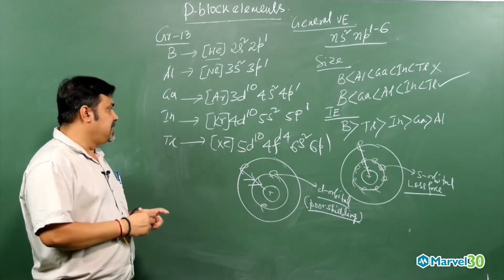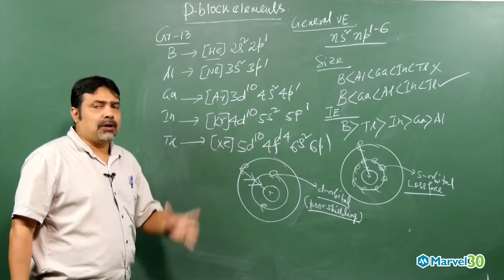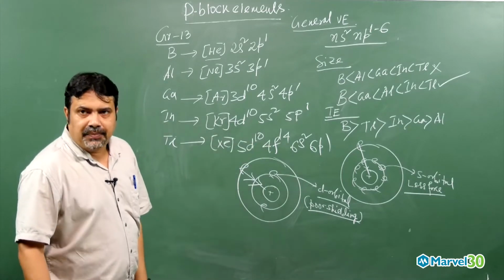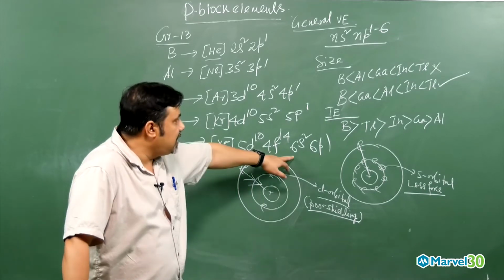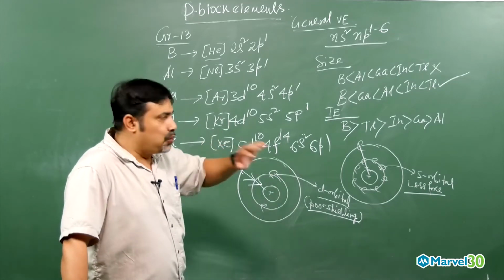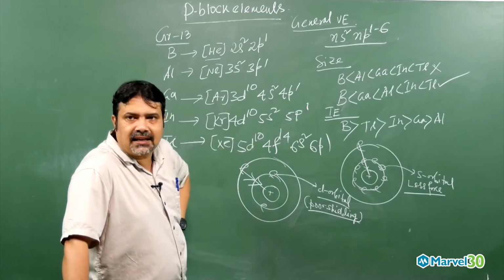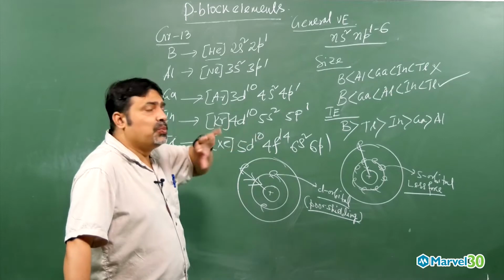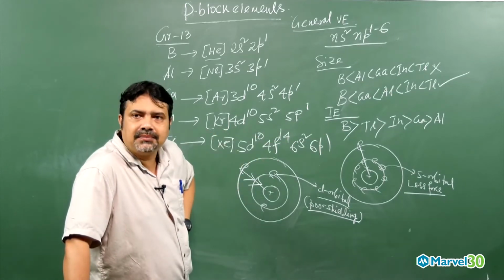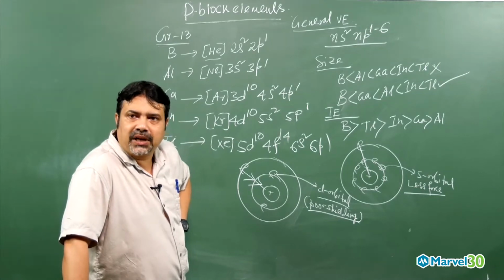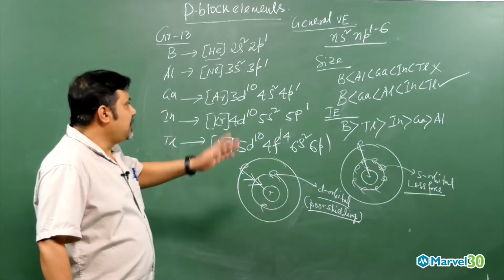Why? You can explain from here. In the case of thallium, d and f orbitals have a poor shielding effect. Because of that, the nucleus will be more powerful in attracting the valence electron towards itself. To remove that one, you need more energy. That is why this difference arises. And 4d is more diffused compared to 3d. That is why indium is greater than gallium. By the same logic you can explain the phenomenon, my dear student. Got the point? And now this is about ionization energy.